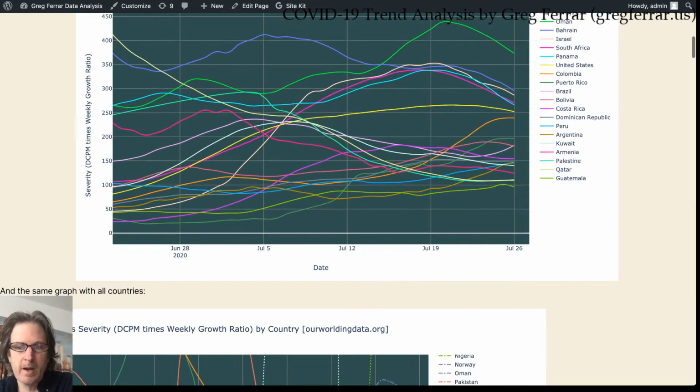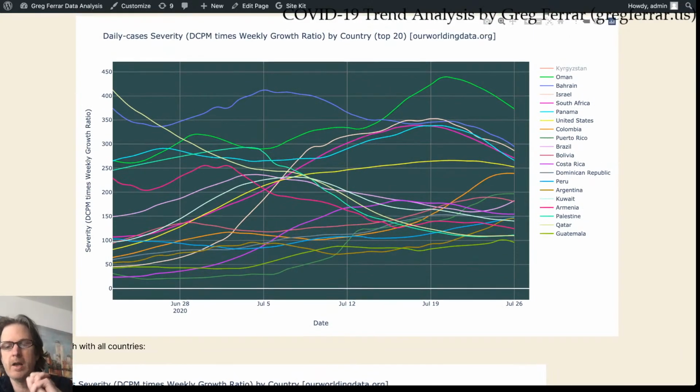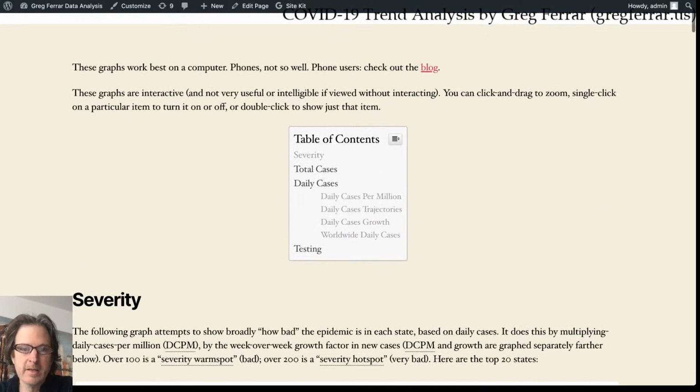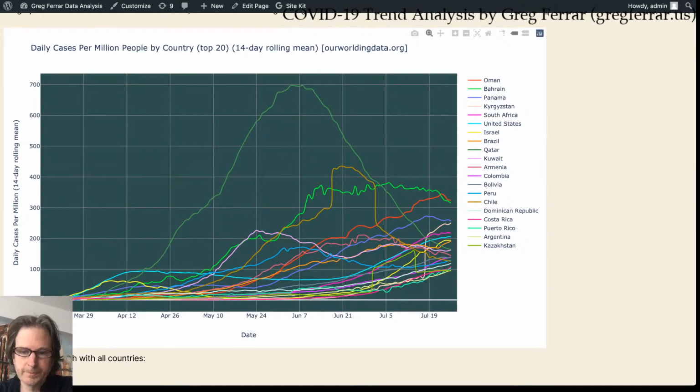Let's just zoom in on the United States for a minute and see why it is declining. There are 2 reasons the severity can decline. The severity can decline because the number of daily cases declines while the growth rate stays stable, or it can decline because the growth rate declines while the number of cases stays stable, and those 2 can interact. So if they both decline, then it declines that much faster. But if I go back to my legend here, let's look at daily cases per million for the United States alone.